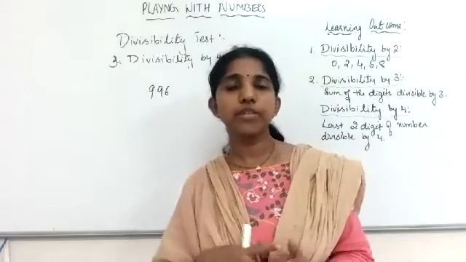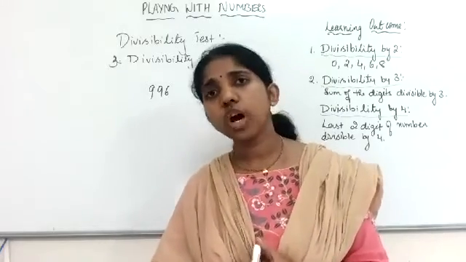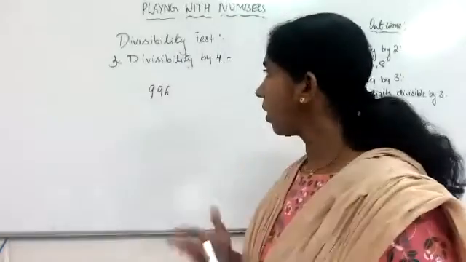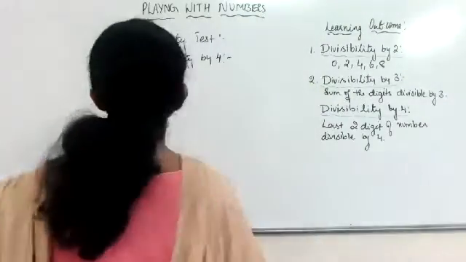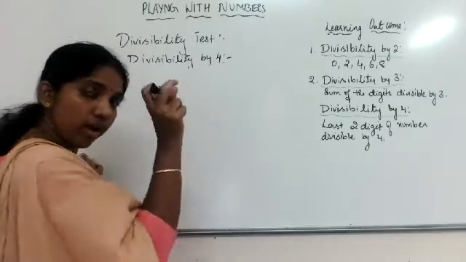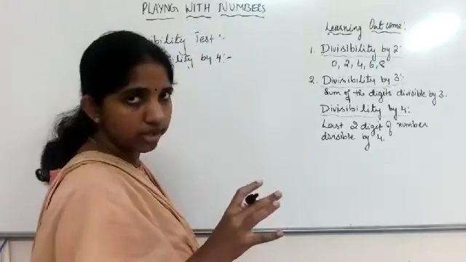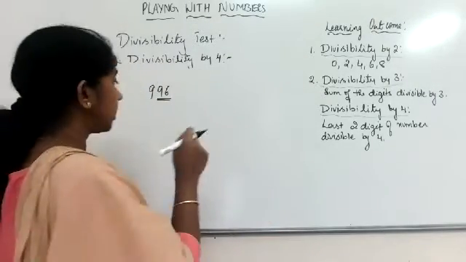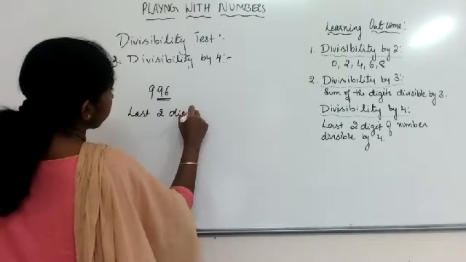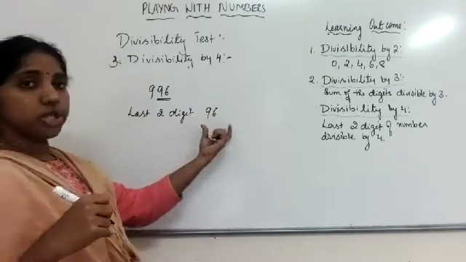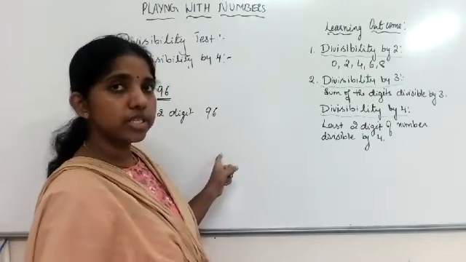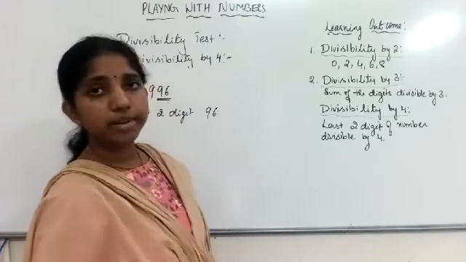Now I want to check whether this number is divisible by 4. How to check it? You have to take the last 2 digits, which are 9 and 6, in order itself. Don't shuffle the order. Just take them as they are. The last 2 digits are 96. We have to check whether these last 2 digits are divisible by 4. If they are, then the number is divisible by 4.